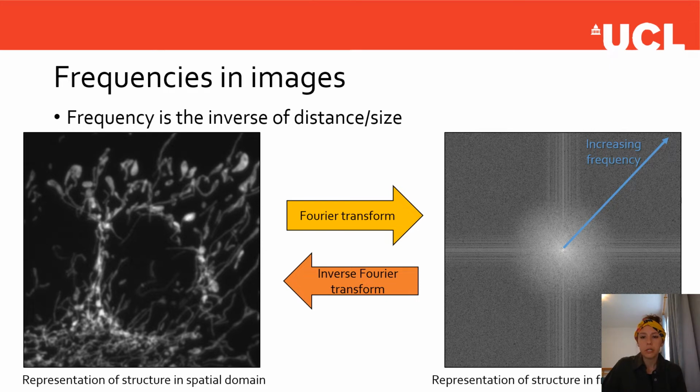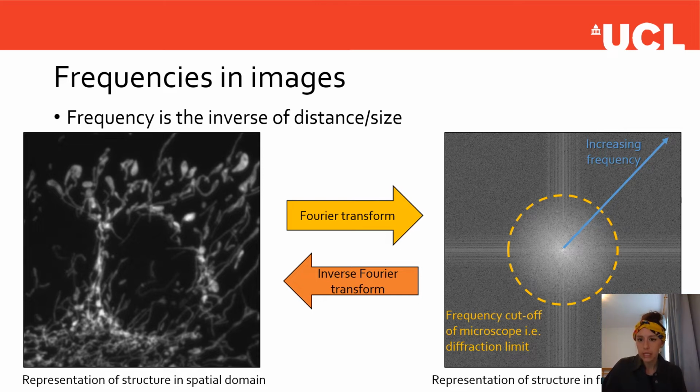And what this plot shows us is essentially it's plotting the different spatial frequencies in our image. So higher frequencies are towards the edge and lower frequencies are towards the middle. So a lower frequency is the inverse of distance or size. So the centre of this plot contains our large structures, and smaller structures, the finer detail, is out towards the edge. And then beyond this kind of central ring, that's where we have high frequency noise beyond our diffraction limit.